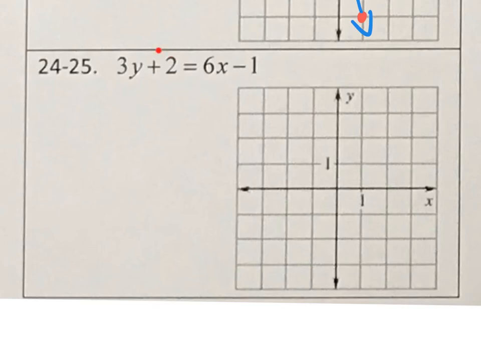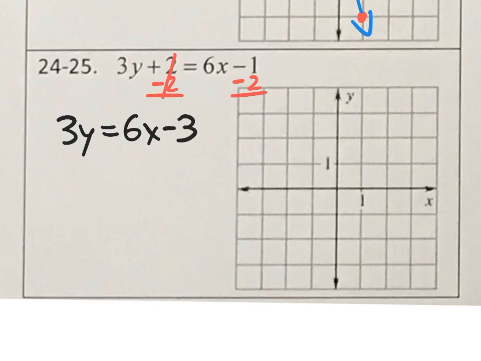I'm going to subtract the 2 to get rid of the plus 2. So when you minus 2 plus 2 is 0. I'm going to put a line through it. What you do to one side, you do to the other side. Subtract 2 on the other side. Let's rewrite our equation. We have 3y equals 6x minus 3. Final step would be to divide by 3 to get rid of that multiplication of 3 in front of the y. Divide by 3, everything by 3.